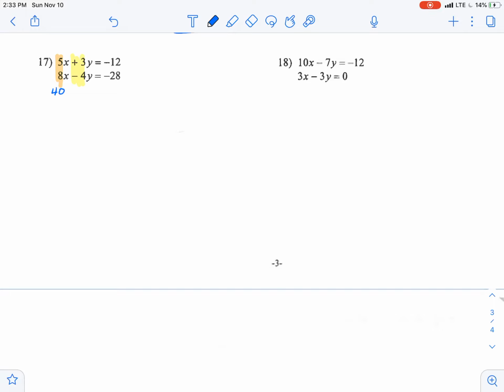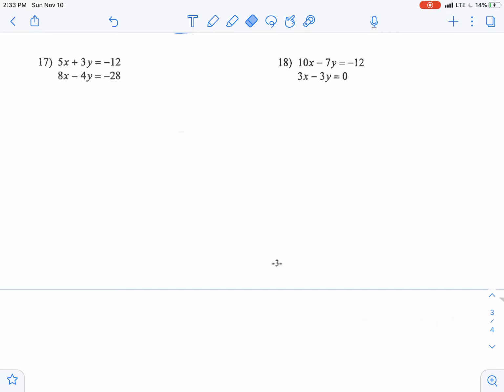Or 3 and 4 will both go into 12. In which case, they already have opposite signs. Okay, one's positive, one's negative. And so I can multiply the top one by 4 and the bottom one by 3. I personally think that's easier. That's going to give me smaller numbers than the 40. So that's how I'm going to work the problem.